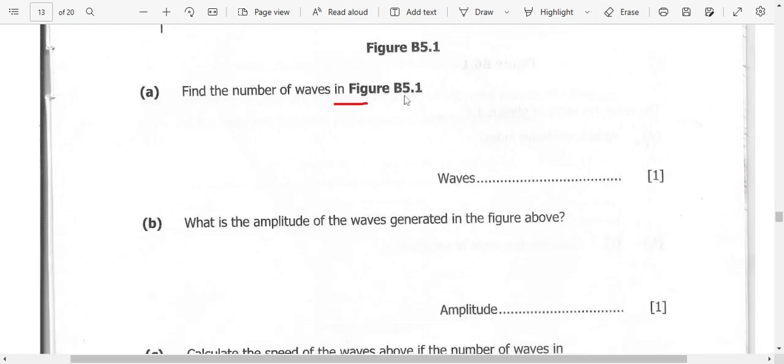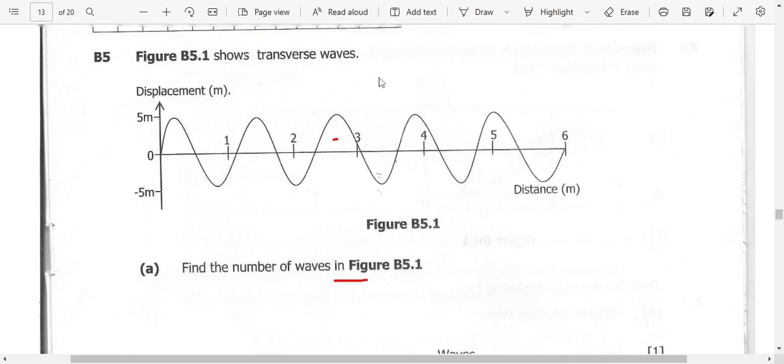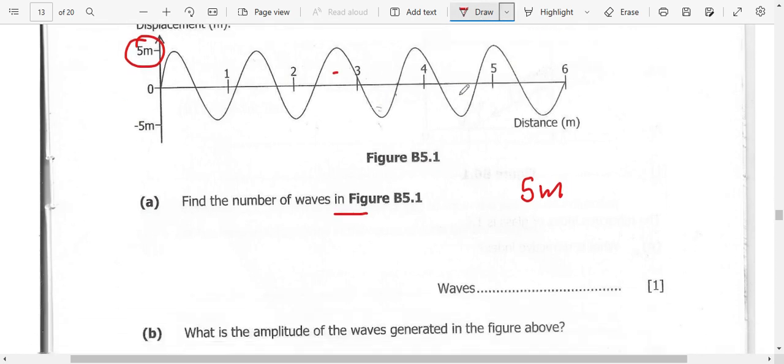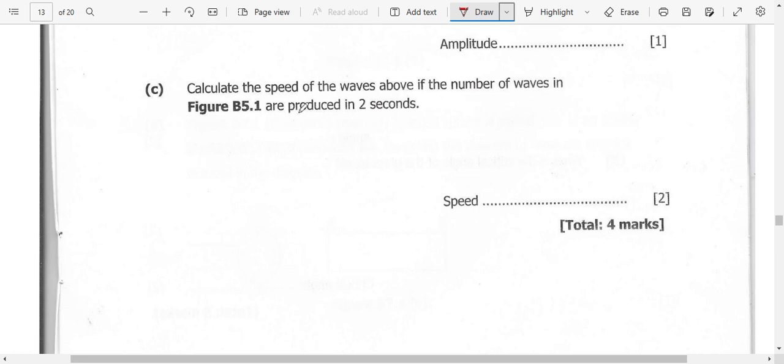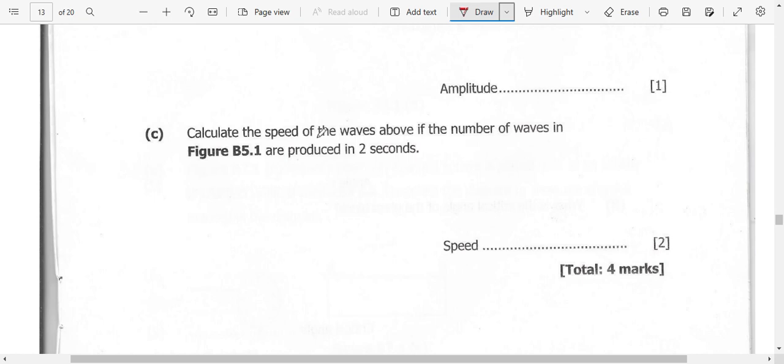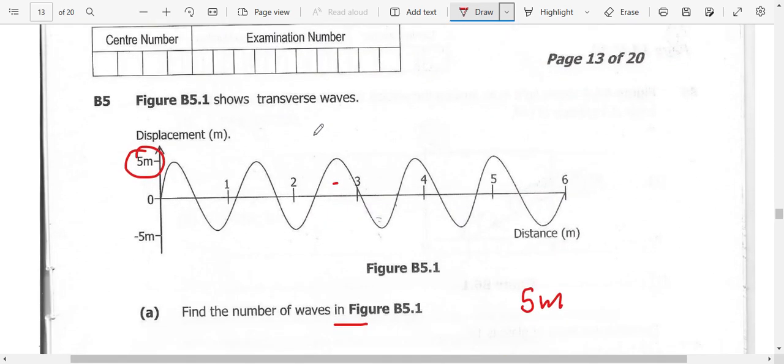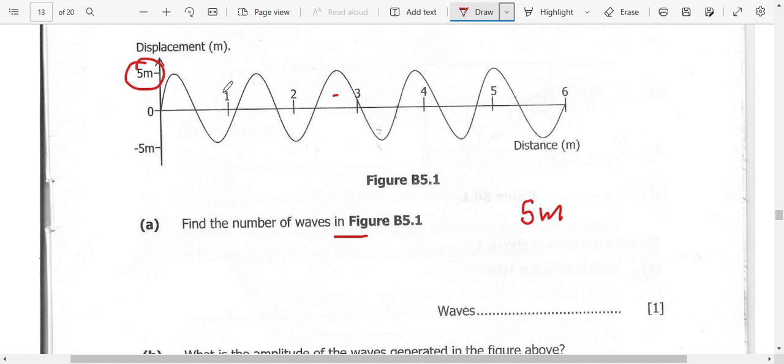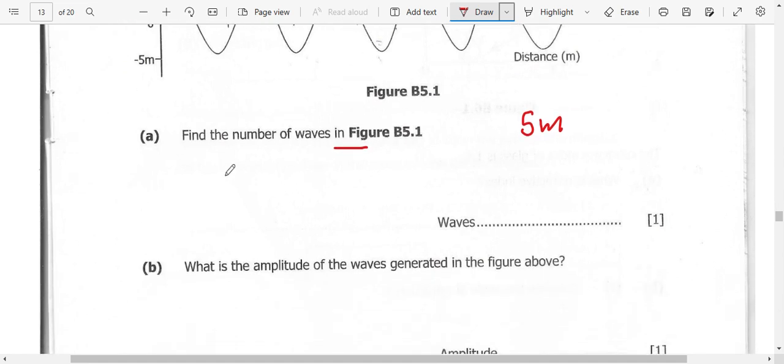Consider what is the amplitude of the waves generated in the figure above. Amplitude is how far the waves go, the maximum they go. That's what we call amplitude. So the amplitude is 5 meters. That's how far the wave goes. Then the next one: calculate the speed of the waves above if the number of waves in the figure are produced in 2 seconds. Now I want to calculate the speed, if these waves are produced in 2 seconds.